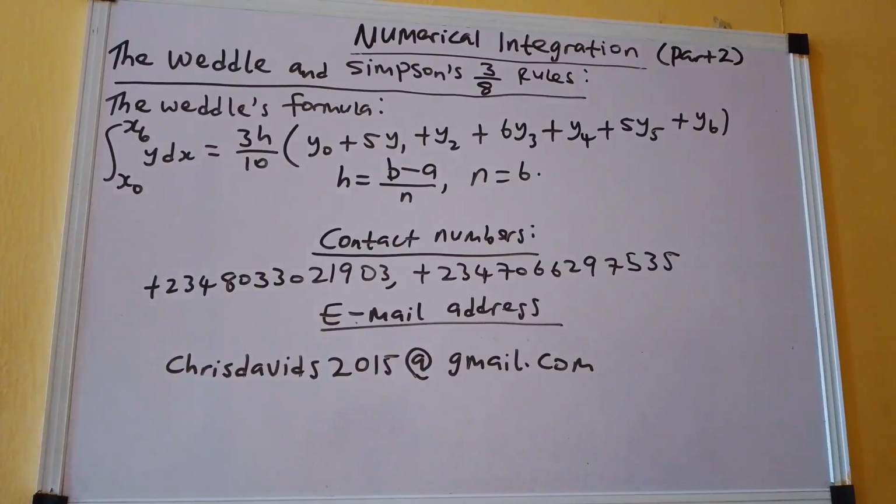Today we shall be looking at numerical integration part 2. The last time we considered numerical integration part 1. We dealt with the trapezoidal rule, the Simpson's 1/3 rule, and the Boole's rule. Today we shall be looking at the Weddle and Simpson's 3/8 rules. These rules are good rules. They are good for numerical integration.